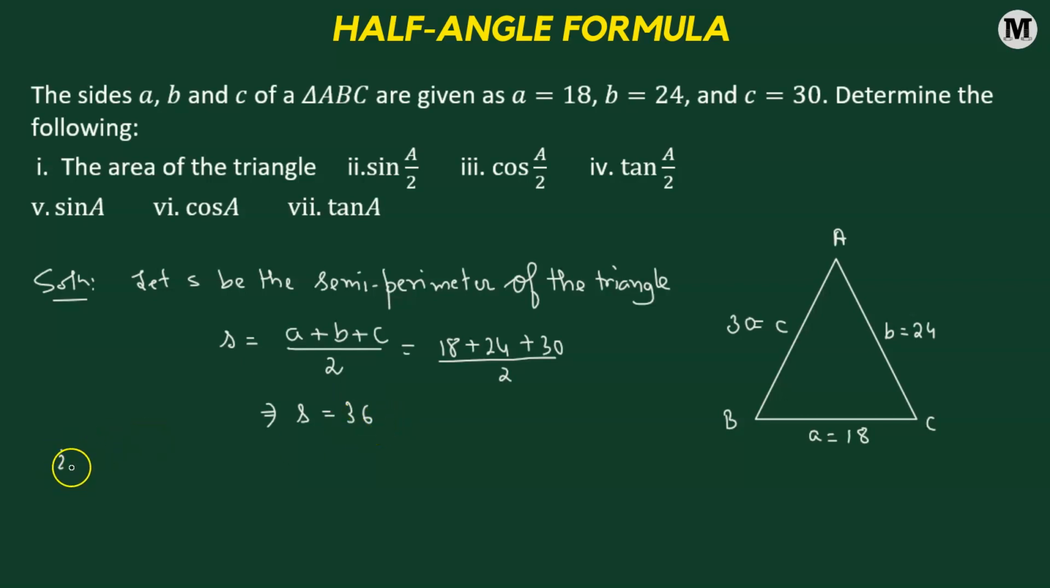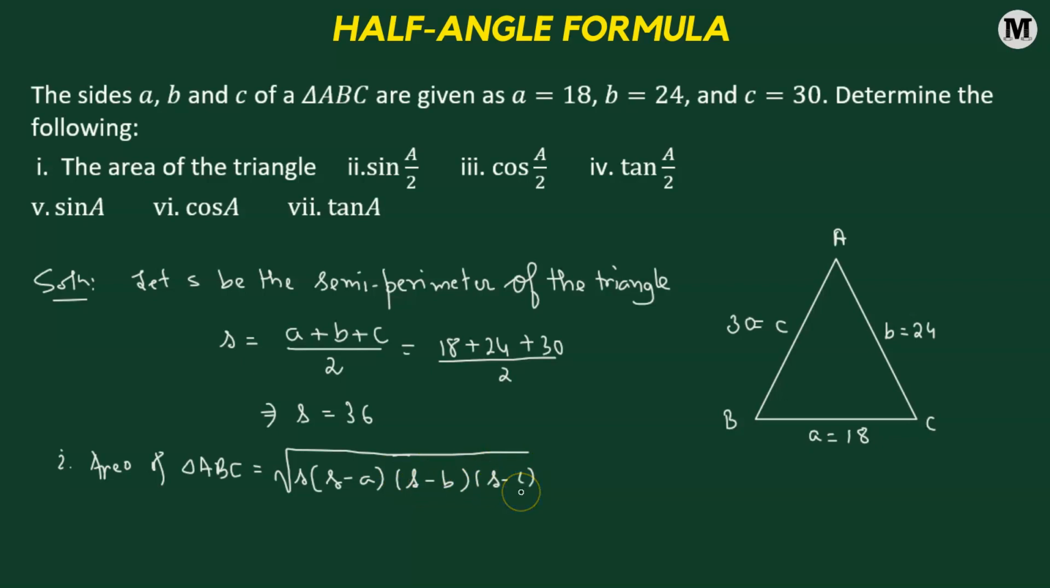Let's come to the first part of the problem. That means the area of the triangle ABC. We've already derived this: the area of a triangle is given by Heron's formula. So we'll take the square root. Underneath the square root, we need to take the semi-perimeter s multiplied by s minus a, times s minus b, times s minus c. So let's use the values here.